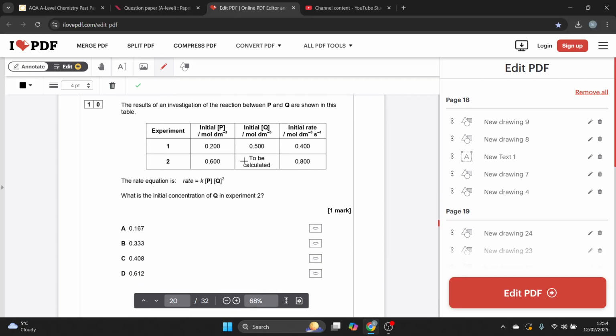Question 10, what is the initial concentration of Q in experiment 2? And I know the rate equation is that. So I can see that P times by 3, initial rate times by 2. Just double check: 0.60 divided by 0.200, yeah, times by 3, and 0.80 divided by 0.40 times by 2, right? So 3 times by something squared gives me 2 basically. So therefore it's going to be the square root of 2 over 3.